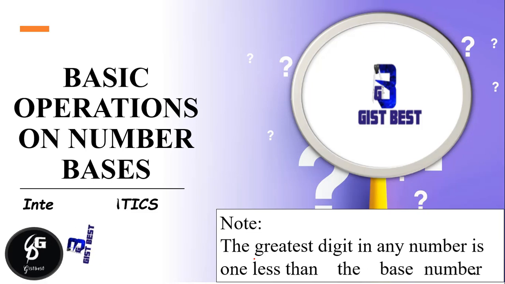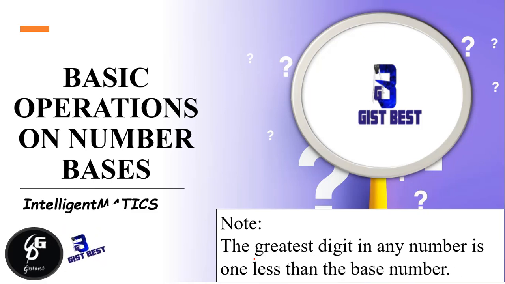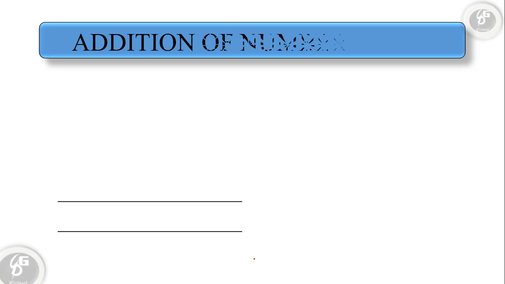So the greatest digit in any number is 1 less than the base number.